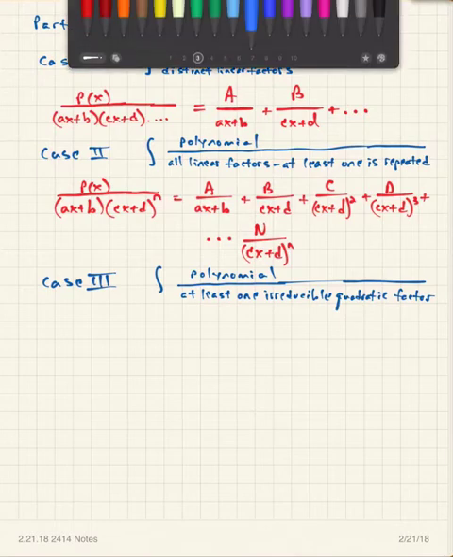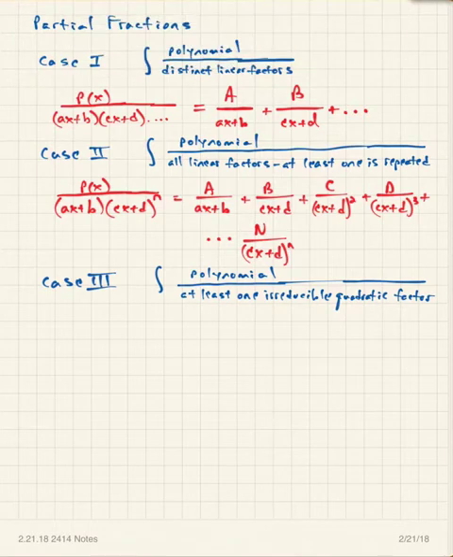All right, so the case looks like this. It's a polynomial in the numerator, and let's say you have a linear factor, ax plus b, but then you have a quadratic factor, cx squared plus dx plus e, that is not factorable. So that second factor is not factorable at all. You can't break it into linear factors.